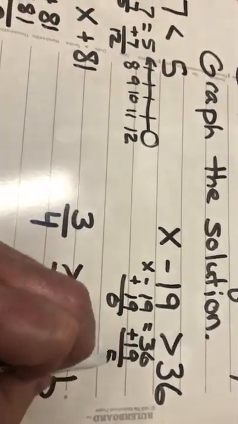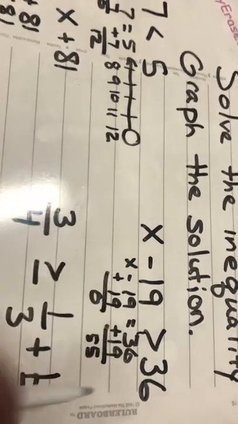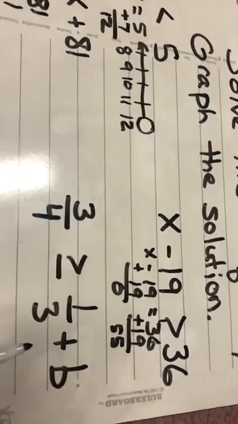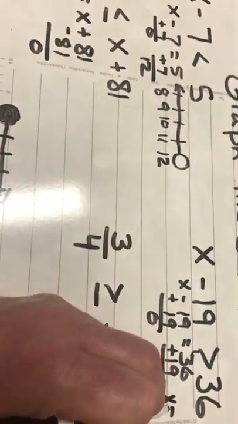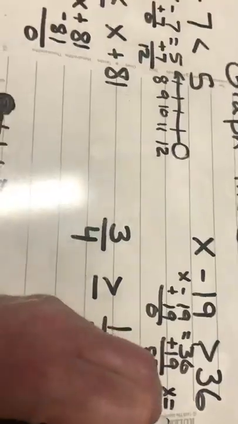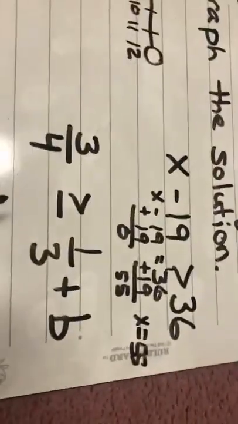6 plus 9 is 15. Put the 5 down, carry the 1. 1 plus 3 is 4, plus 1 is 5. I get 55. Okay? And I see, sure enough, x equals 55. But I have to make my graph.